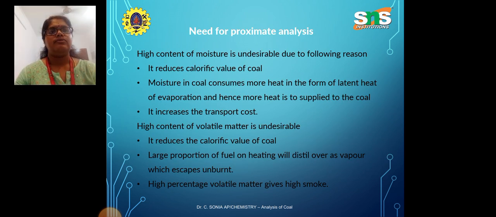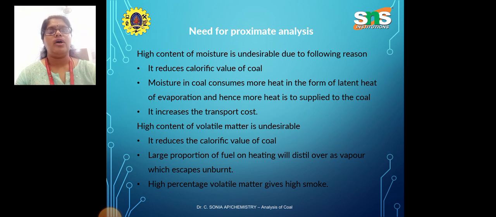So we'll see what's the need for the proximate analysis. High content of moisture is undesirable due to the following reasons. If the moisture is very high in the coal, it reduces the calorific value of coal. Moisture in coal consumes more heat in the form of latent heat. So there will be loss in the heat of evaporation and hence more heat is supplied to the coal. It increases the transport cost. High content of volatile matter is undesirable because it reduces the calorific value of the fuel. A large proportion of the fuel on heating will distill over as vapor which escapes unburnt.